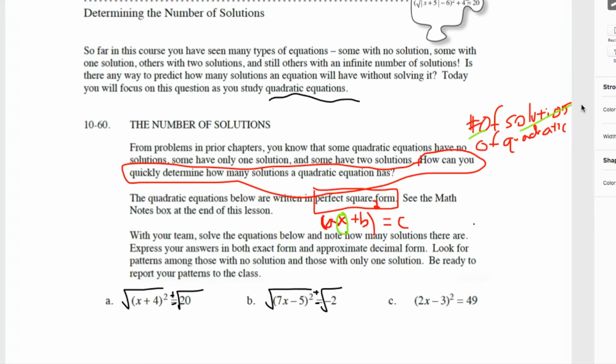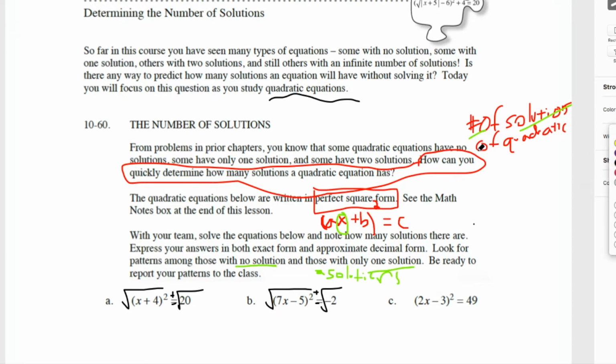With your team, solve the questions below and note how many solutions there are. Express your answers in both exact form and approximate decimal form. Look for patterns among those with no solution and those with only one solution. So we're looking for equations with no solution, with one solution, and I think two solutions is probably going to be the other one, because we're used to getting answers where there are two solutions. Be ready to report your patterns to the class.